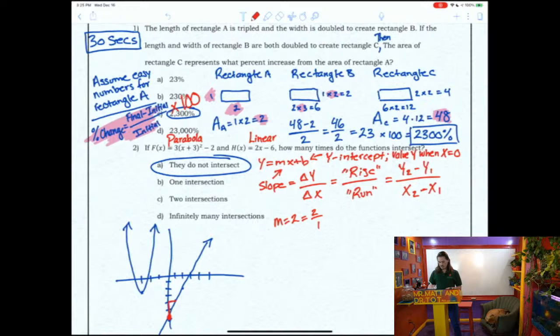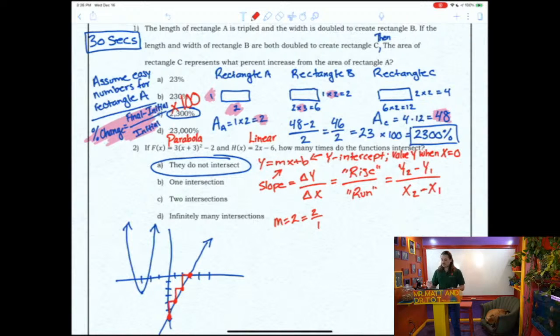So that would be another point that I could plot. I can go up 2 and over 1 again. And then finally, if I go up 2 and over 1 a last time, I hit the x-axis at 3, 0. And so you can connect all of those points together and sketch out a line.